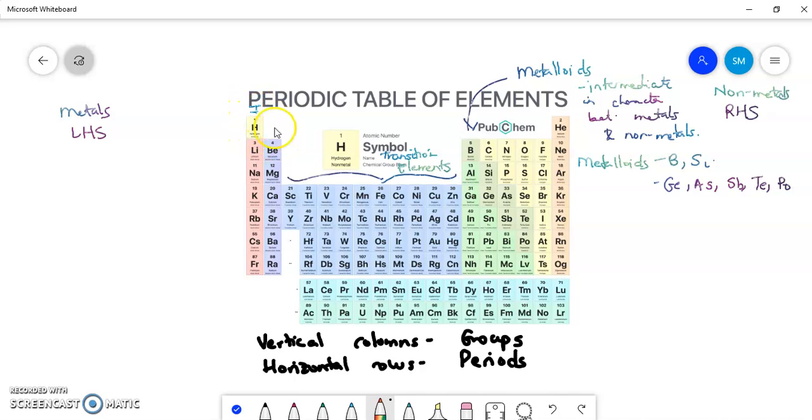So this is group 1, group 2, and we go straight across here to group 3, group 4, group 5, group 6, group 7, and this last group here is known as either group 8 or group 0. Right? So these are all given Roman numeral numbers. So that's group 1, 2, 3, 4, 5, 6, 7, and group 8, which is also known as group 0.